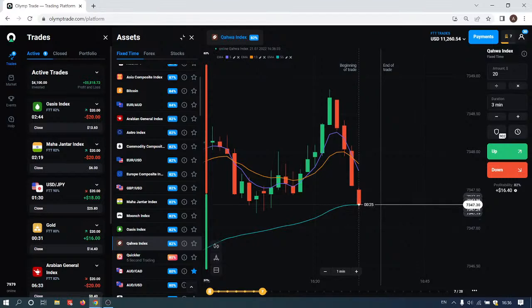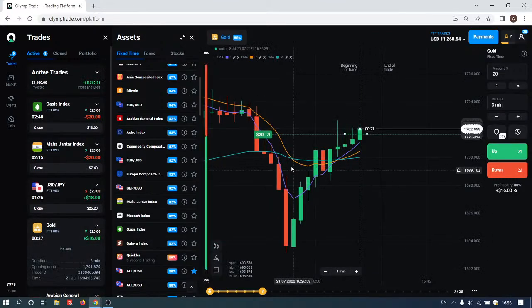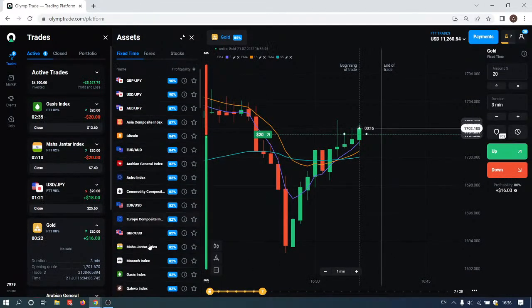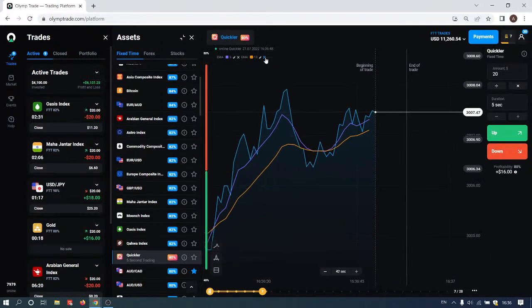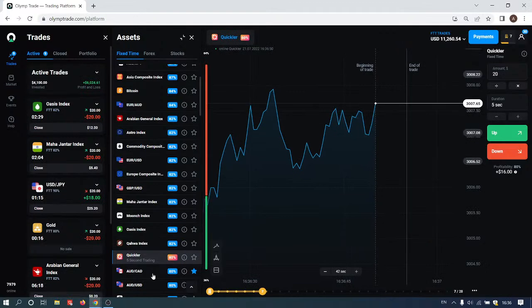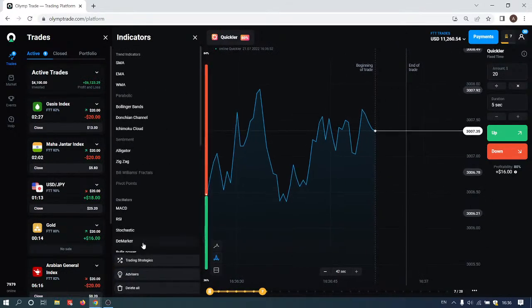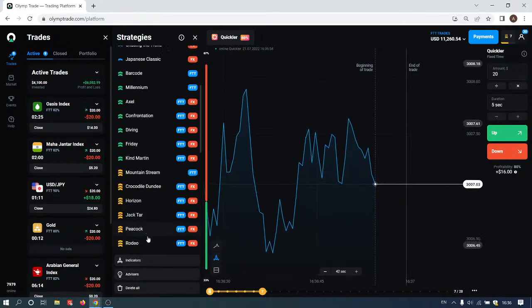Wow, Quickler is a scam, says Blackberry. Well, I don't think it's a scam. It's just this mode of trading, which is just way too fast. So nevertheless, guys, let's switch to Quickler, and I want to show you something very, very interesting. All right, let's actually go ahead and enable this trading strategy.